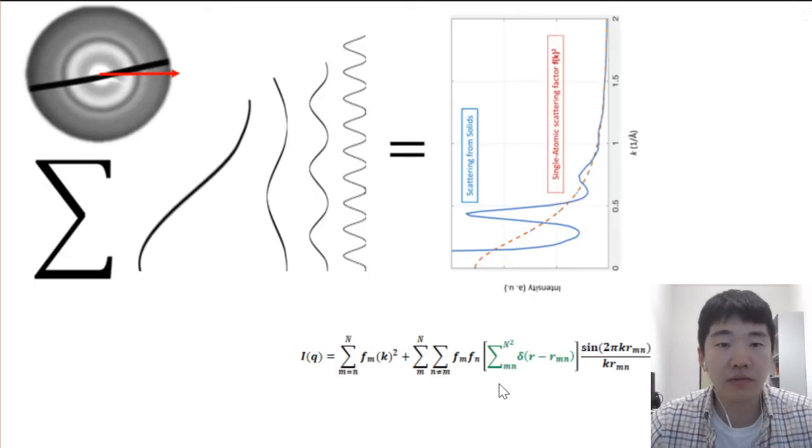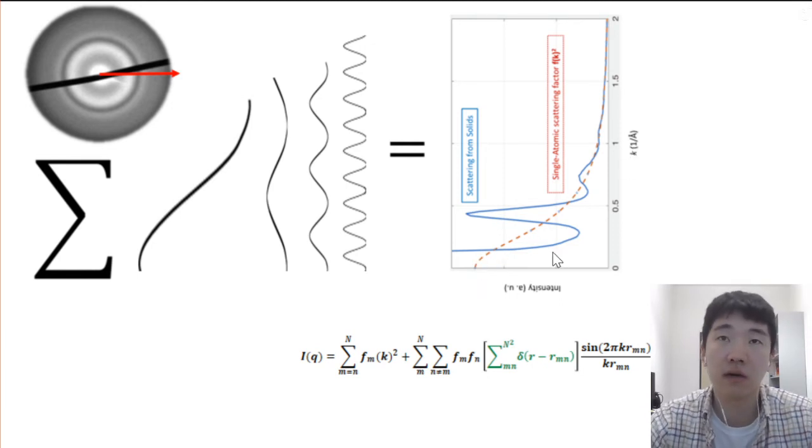So what we get is actually an ordinary image. This is just the single atomic scattering factor, and there is structural information. If we write it in mathematical form, then there is a scattering factor and there is a structure factor. So what we do is subtract the single atomic scattering factor.